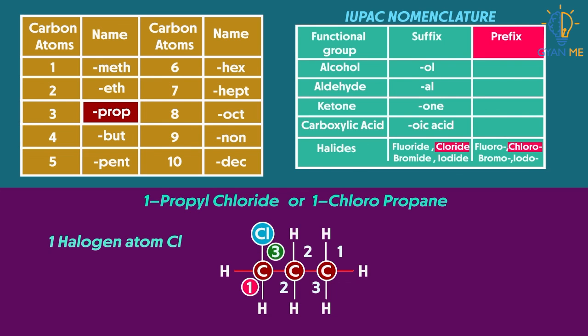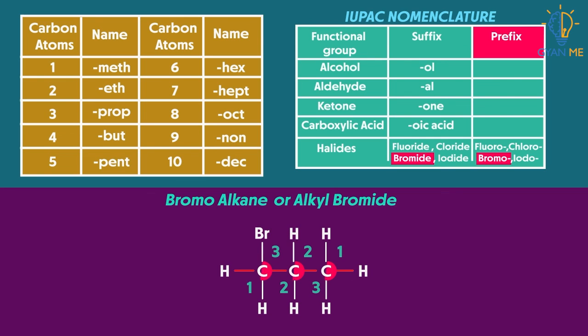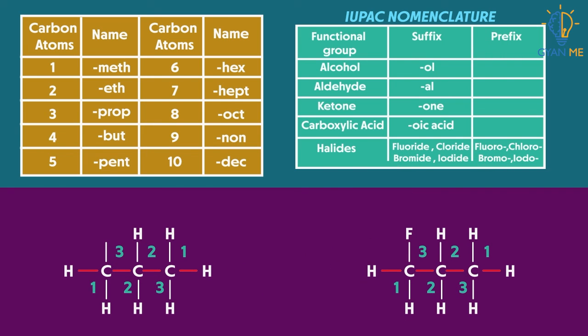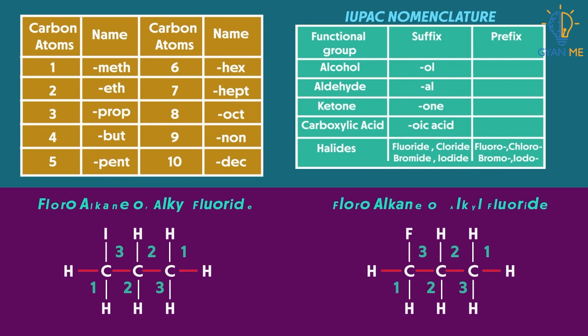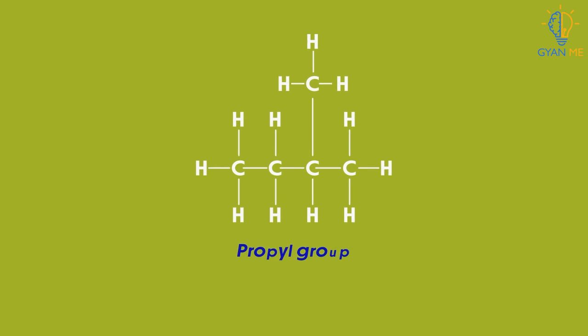The same will be the case for other halides as well. So, instead of chlorine, if bromine is there, the compound will be called bromoalkane or alkyl bromide with the respective number, similarly with the number of the carbon atom on which it is present. Similarly, if fluorine or iodine are there, the compounds will have names like this. What if, instead of chlorine, the propyl group had this functional group? What will be its name? We will see that in our next video.